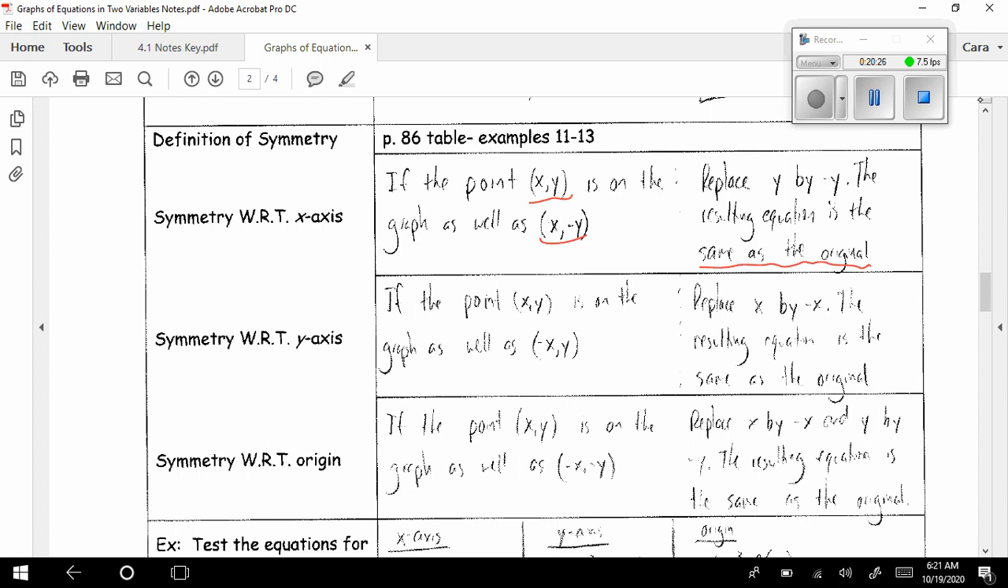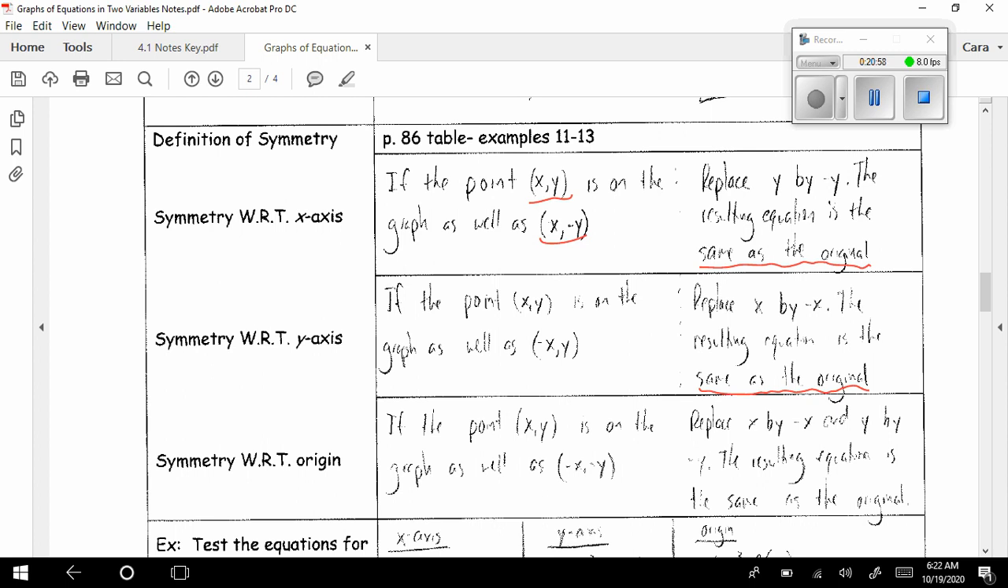To test for symmetry across the y-axis, it should have both the point x, y and negative x, y on the graph. So to do that, we're going to replace the x by negative x. If the resulting equation is the same as the original, all right, keep in mind we're simplifying and seeing if these are the same as the original, then it is symmetrical across the y-axis.